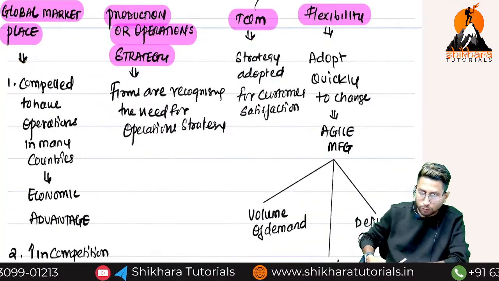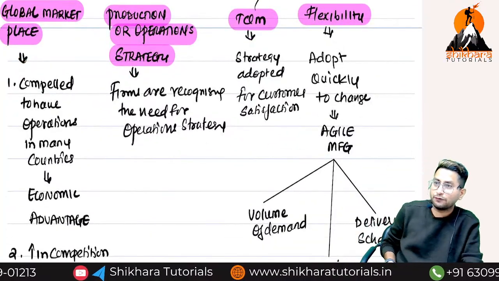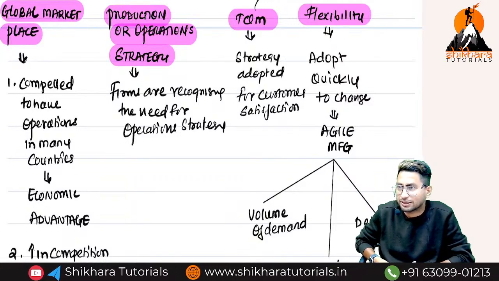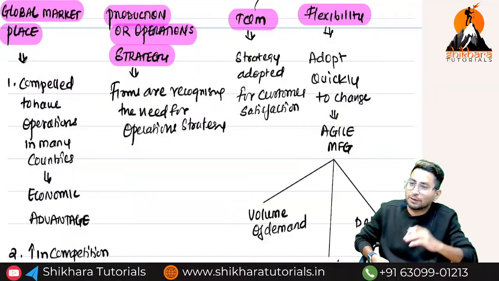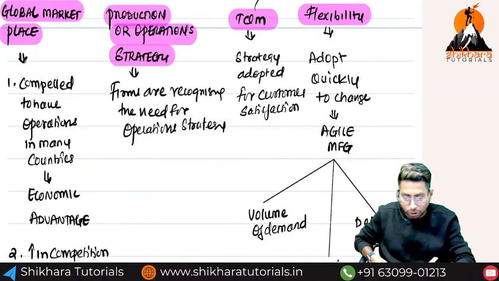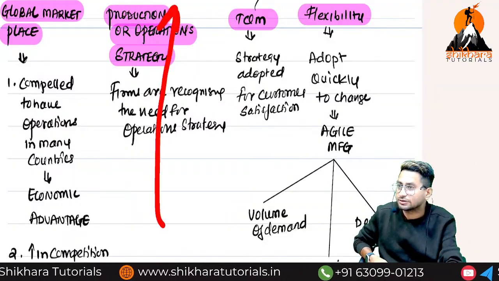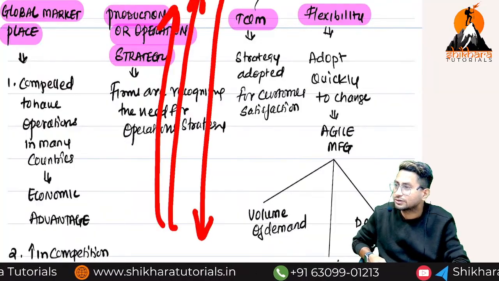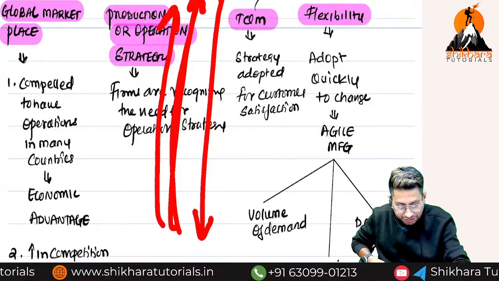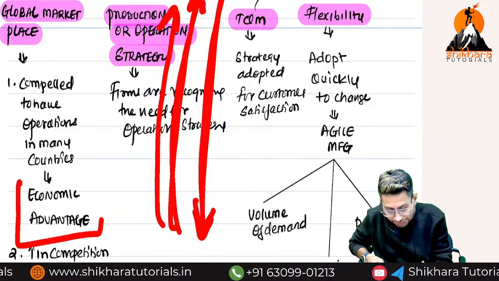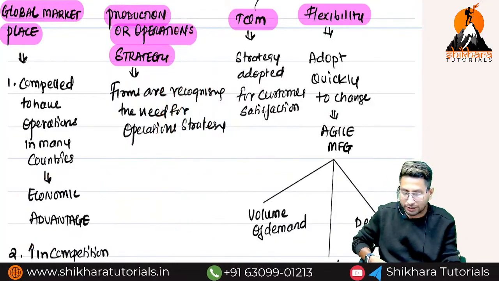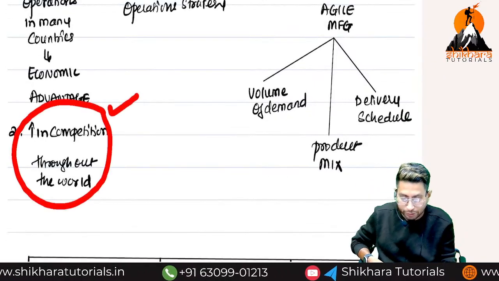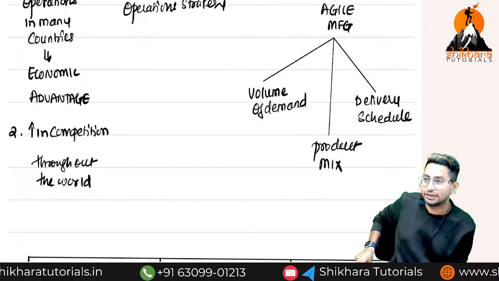Global marketplace. See, if I produce only for my country, India, will production be more quantity or less quantity? Less. But imagine if I produce for multiple countries, automatically production will increase, operations will increase, and cost will decrease. And when production is increasing and cost is decreasing, which advantage will that give me? Economic advantage. Clear? And when I have the economic advantage, competition will also increase.